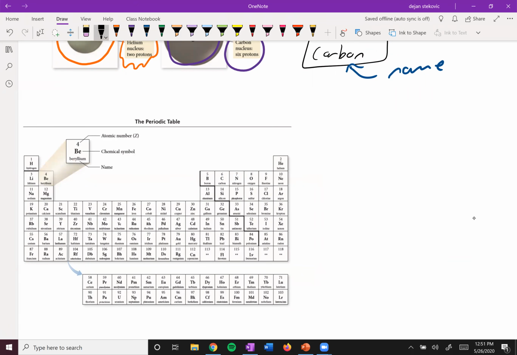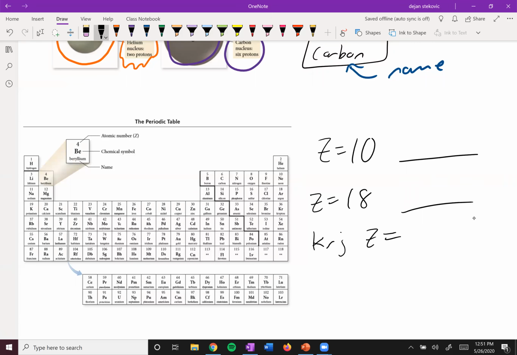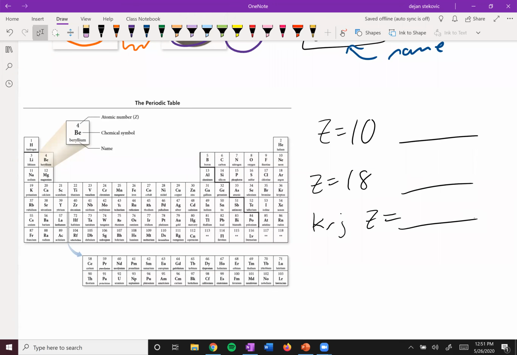So over here on the right, if we have Z equals 10, what element is that? If we have Z equals 18, what element is that? If we have krypton, what's its Z equal to? Or if we have lead, what Z value is that equal to? So go ahead, pause the video and take a look at these values and figure these answers out.